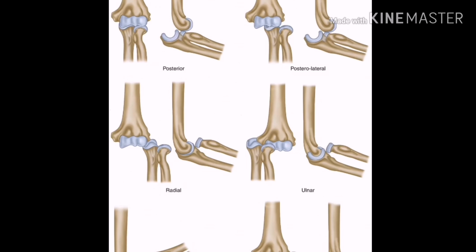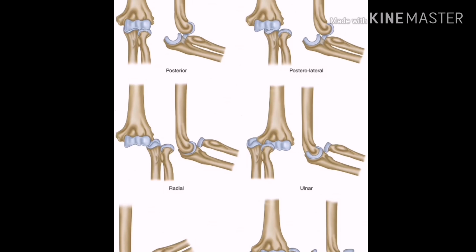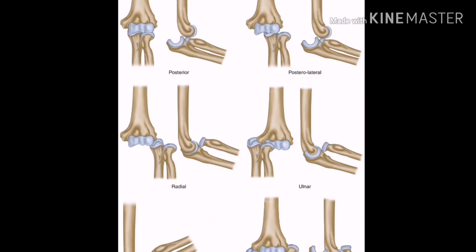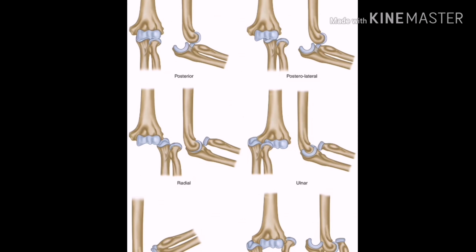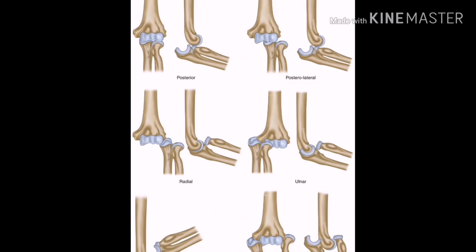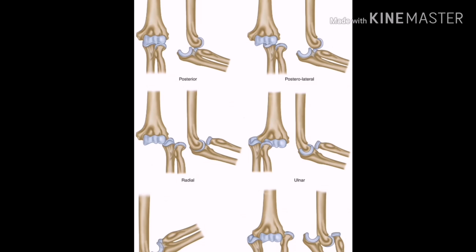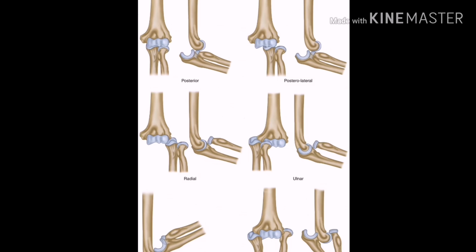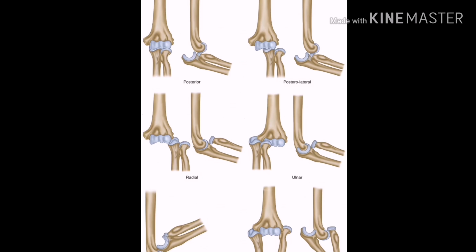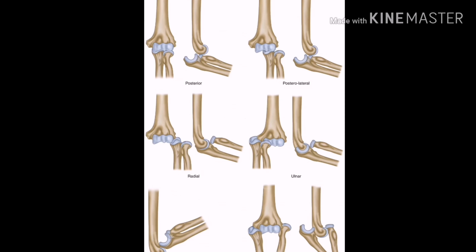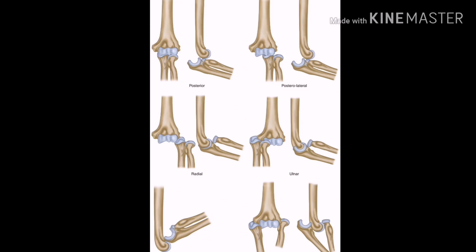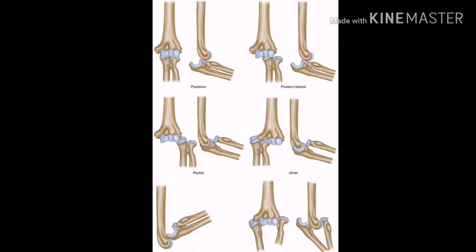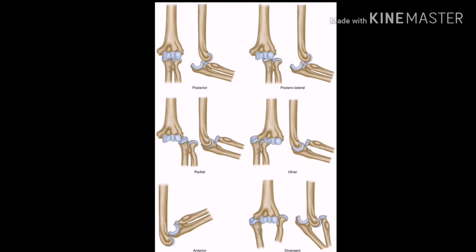Classification. Here we have the classification. It's descriptive: simple versus complex, and complex is associated with fracture. According to the direction of displacement of the ulna relative to the humerus, we also classify it as posterior, posterolateral, posteromedial, lateral, medial, and anterior.